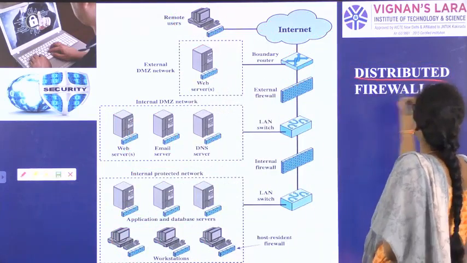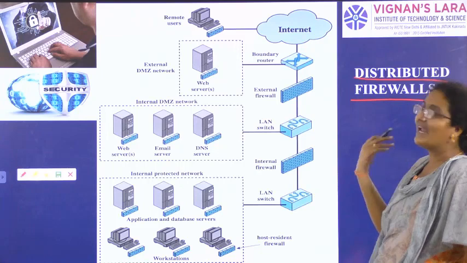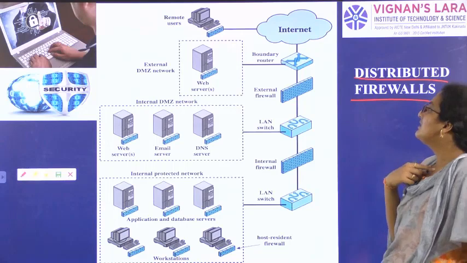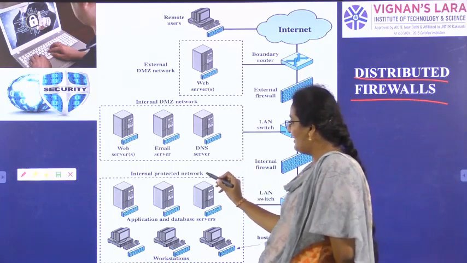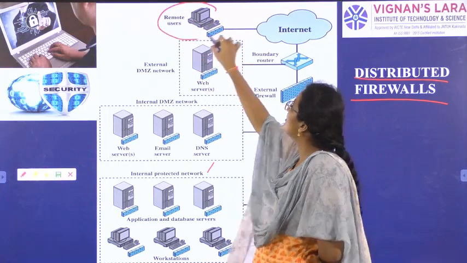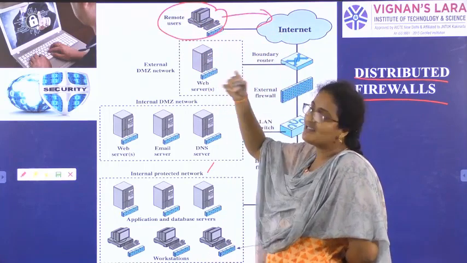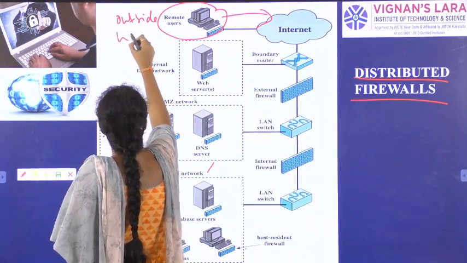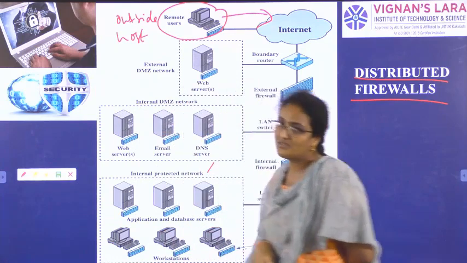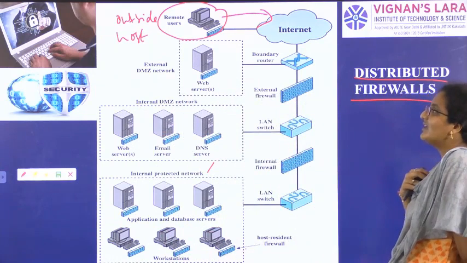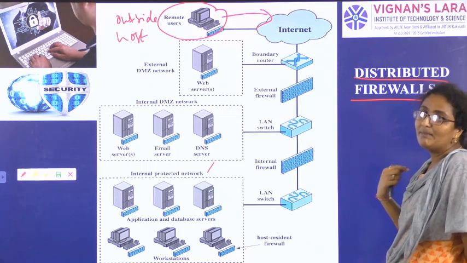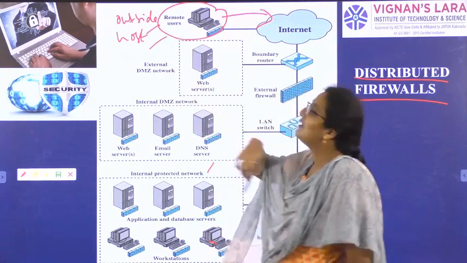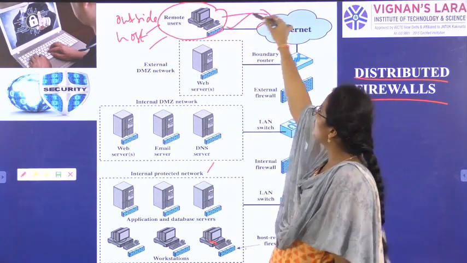So this is distributed firewalls. In distributed firewalls, we are accessing every information from the internet. So accessing the internet is one task. Now we are in a protected network. Some other people from outside can also access the internet. People who are accessing the internet from outside of your network are called outside hosts. They can also be called remote users.